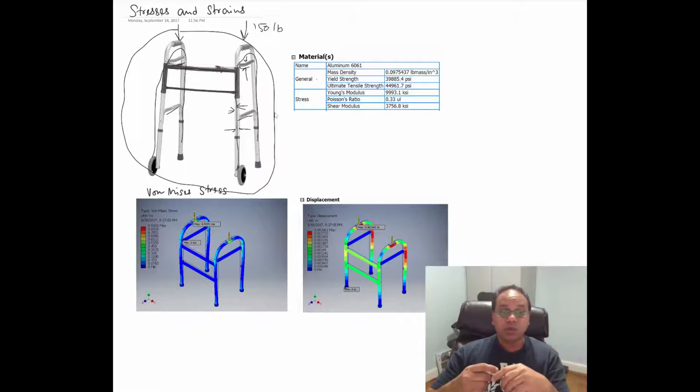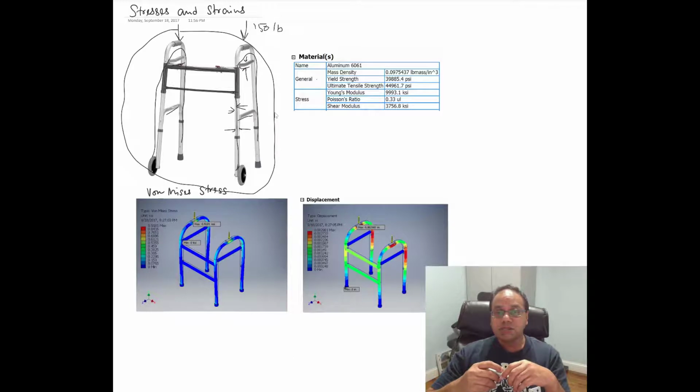To be able to answer those questions, you have to bring in a couple of new concepts beyond forces and moments. Those two concepts are the concept of a stress and the concept of a strain. A typical walker probably would weigh no more than 7 to 8 pounds and is designed to take the load of a person who could weigh up to 300 pounds.